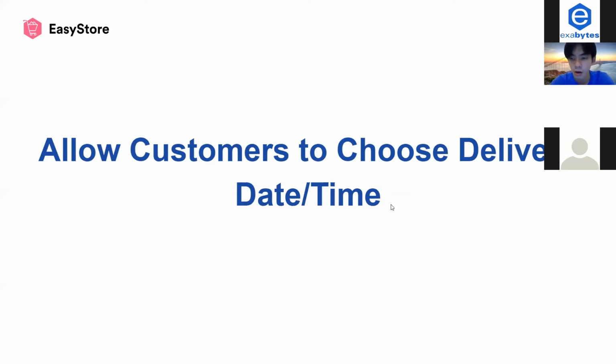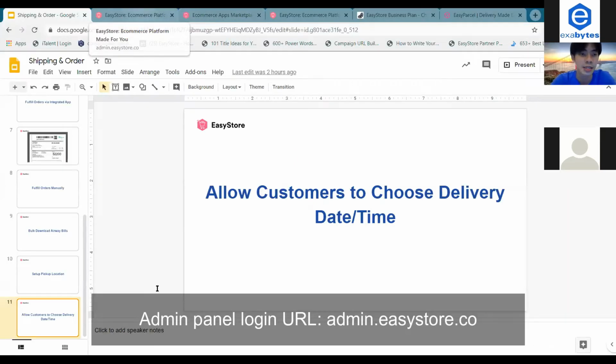You'll be able to learn how to actually allow your customers to choose their preferred date and time of the delivery after they purchase from you, right? So first of all, what you need to do is to install an app called Date Time Picker.